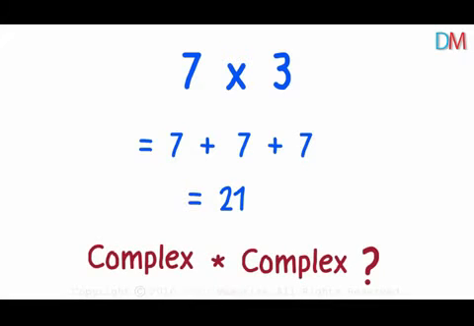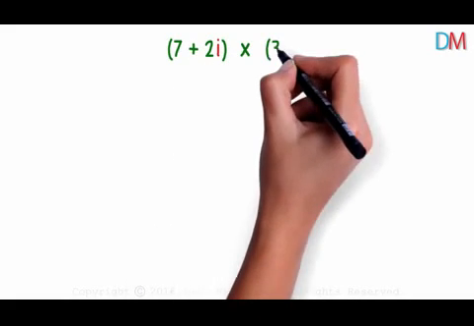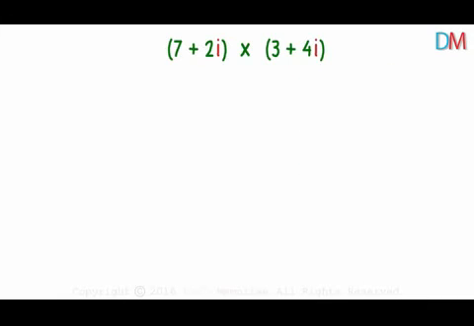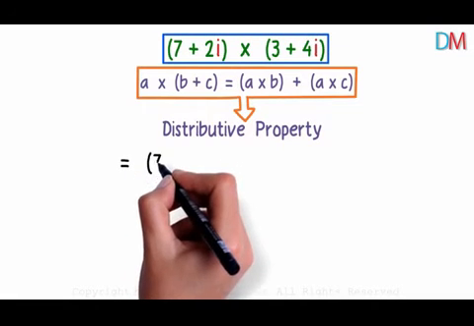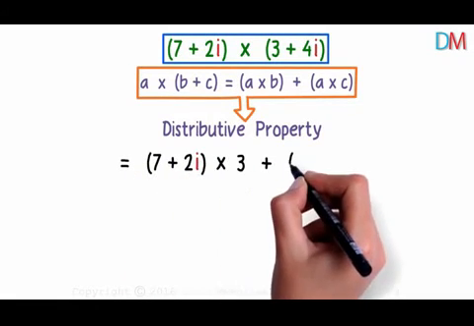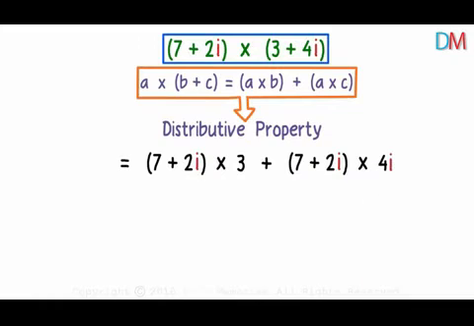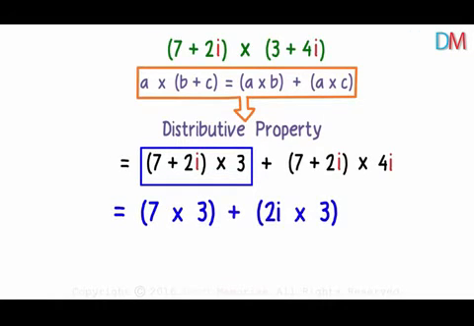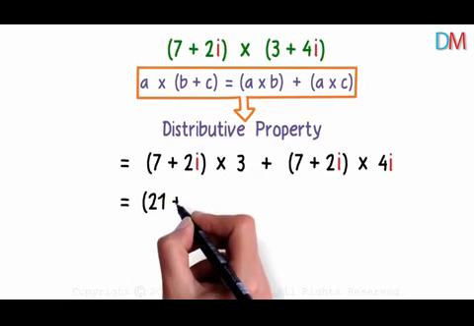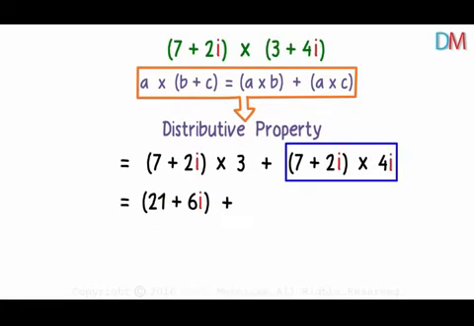How can two complex numbers be multiplied? Let us multiply 7 plus 2i with 3 plus 4i. We know that a times b plus c will give us a times b plus a times c. It's the distribution property. So this can be written as 7 plus 2i times 3 plus 7 plus 2i times 4i. Now focus on the first part. 7 plus 2i times 3. 7 times 3 plus 2i times 3. 21 plus 6i.